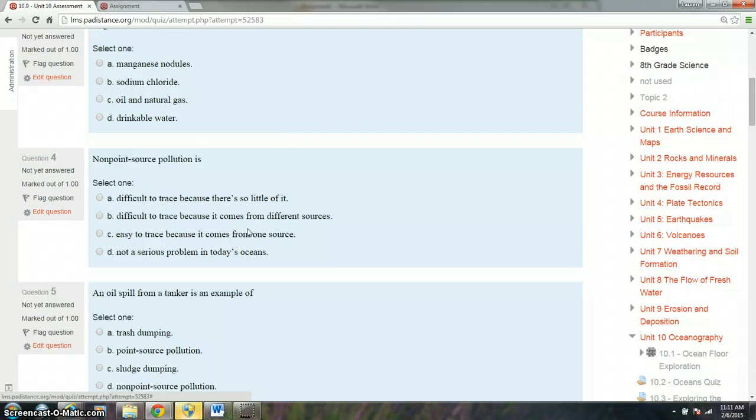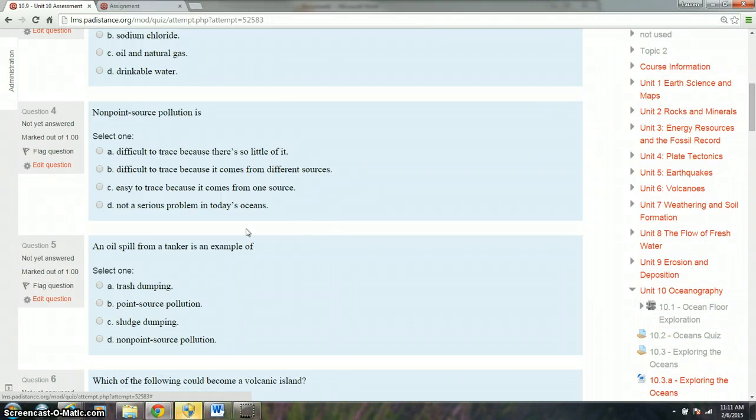Question 4. Non-point source pollution is A, difficult to trace because there's so little of it. B, difficult to trace because it comes from different sources. C, easy to trace because it comes from one source. Or D, not a serious problem in today's oceans.